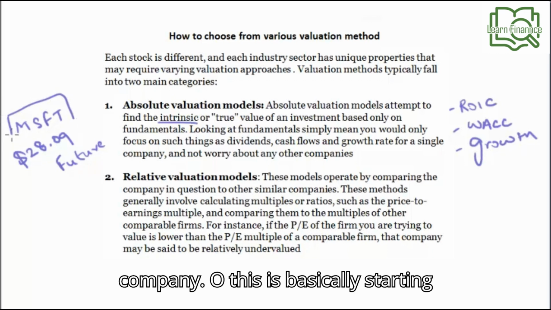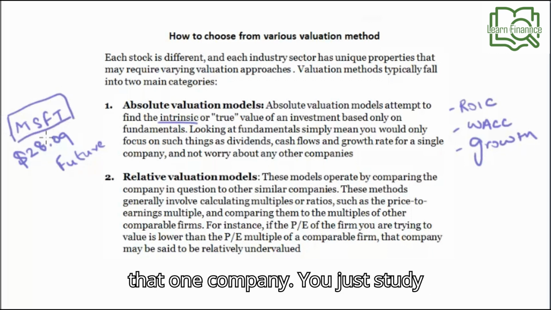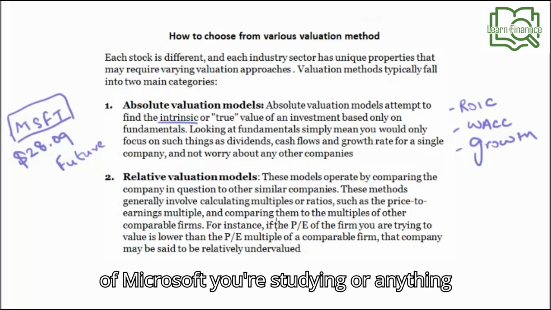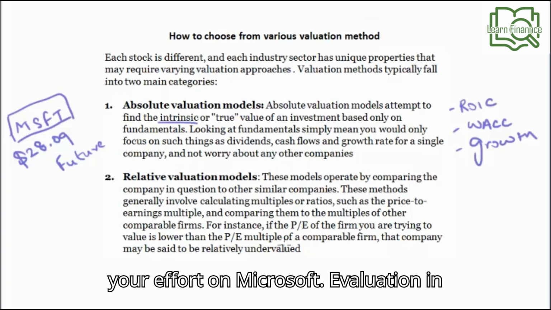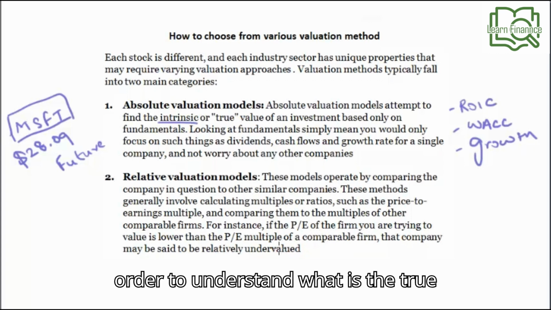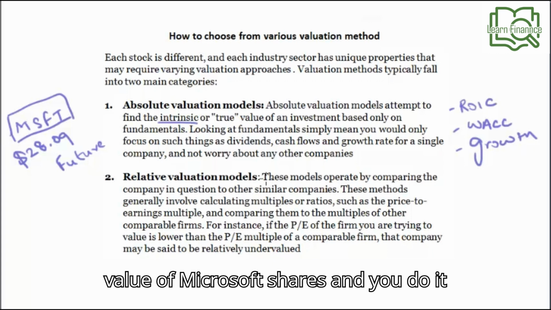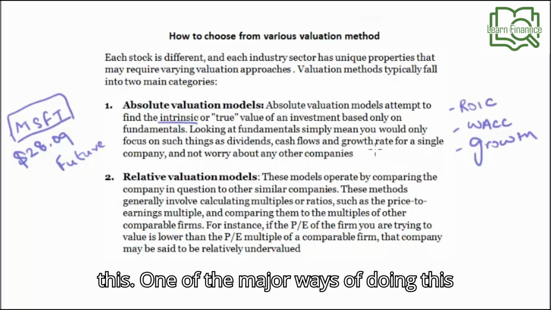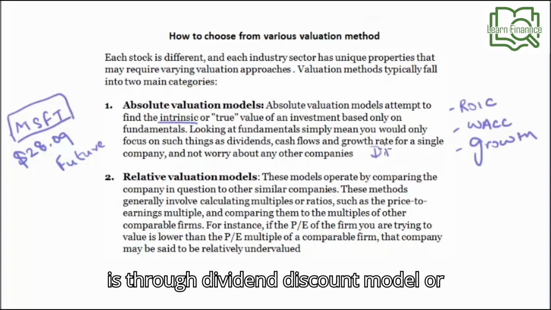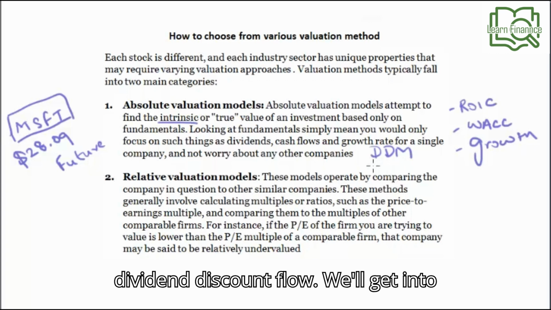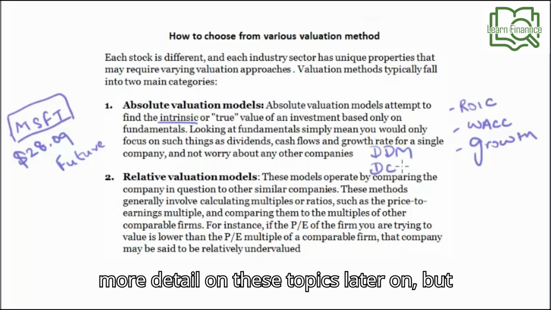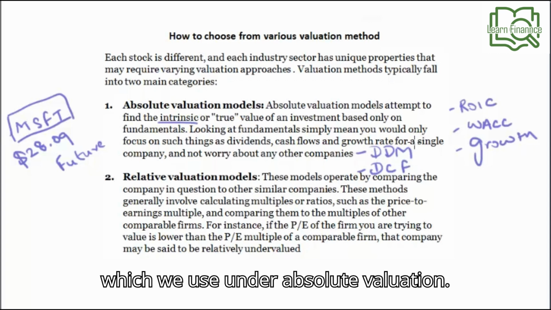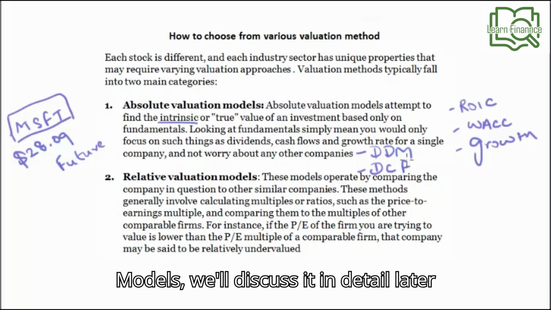So this is basically about studying one company. You just study Microsoft. There is no other competitor of Microsoft you're studying or anything of that sort. You're focusing your effort on Microsoft's valuation in order to understand the true value of Microsoft shares. There are various methods to do this. One of the major ways is through the dividend discount model or discounted cash flow. We'll get into more detail on these topics later on, but for now, these are primarily the 2 methods we use under absolute valuation models.